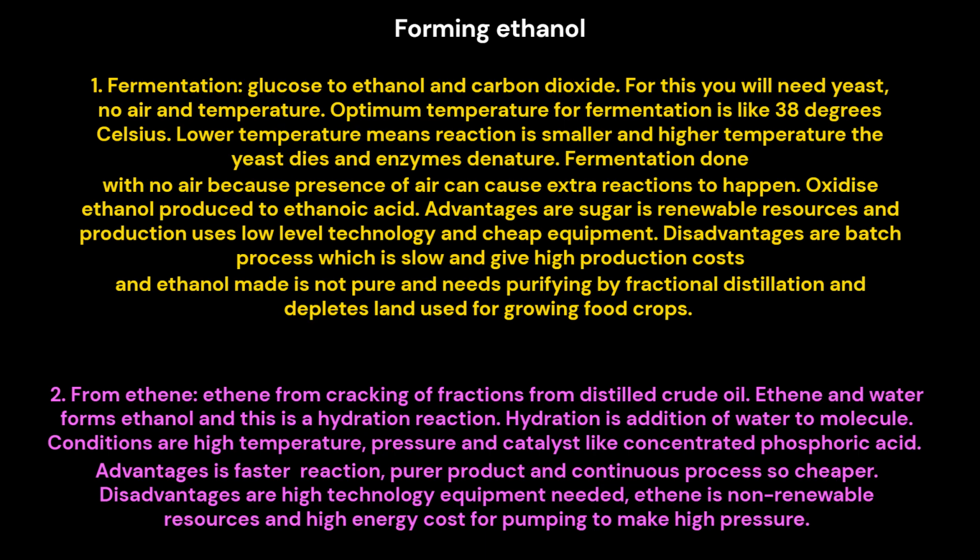Air would oxidize the ethanol produced to ethanoic acid. Advantages are that sugar is a renewable resource and production uses low-level technology and cheap equipment. Disadvantages are that it is a batch process, which is slow and gives high production costs, and the ethanol made is not pure and needs purifying by fractional distillation, and it depletes land used for growing food crops.